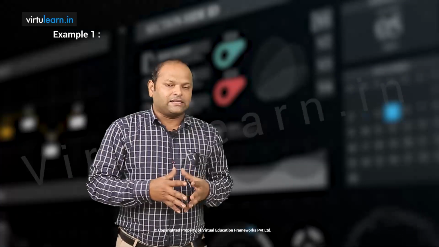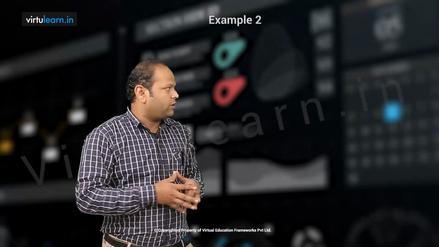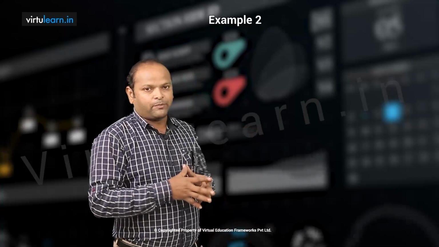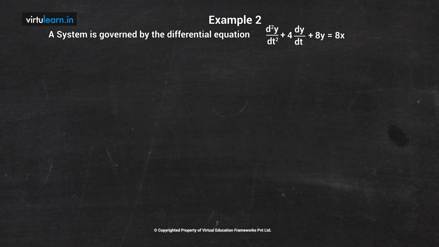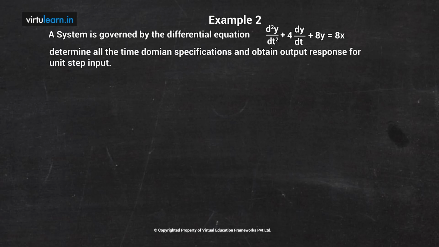Let us take another example. In this example, look at the problem statement. A system is governed by the differential equation d square y by dt square plus 4 dy by dt plus 8y equals 8x, where y is the output and x is the input. Determine all time domain specifications and also the output response for a unit step input. So this is the problem statement.